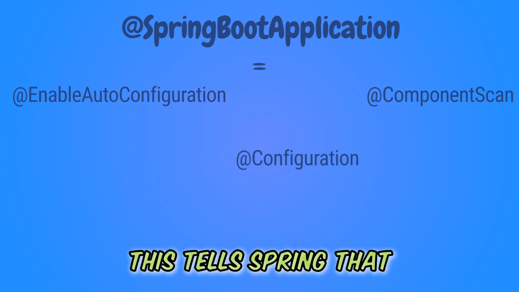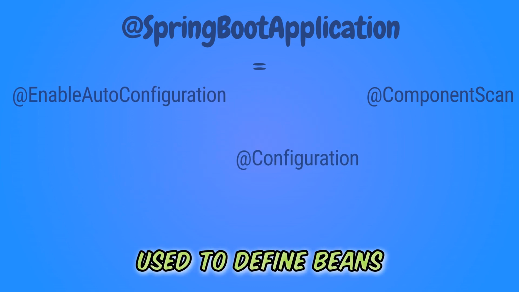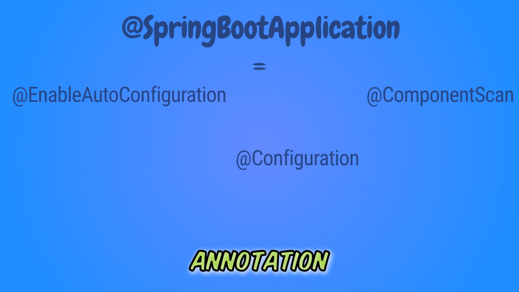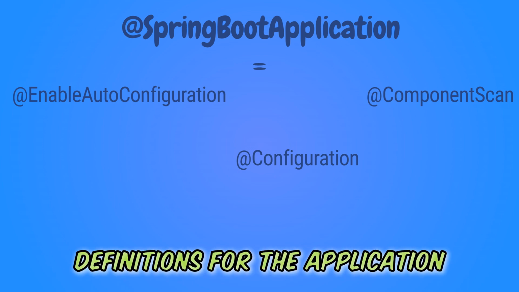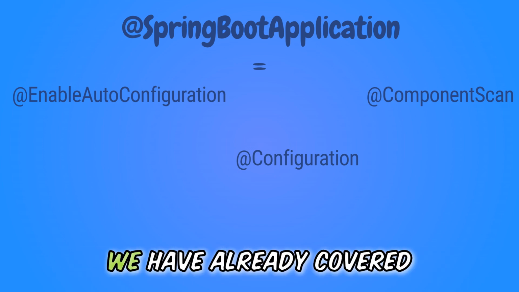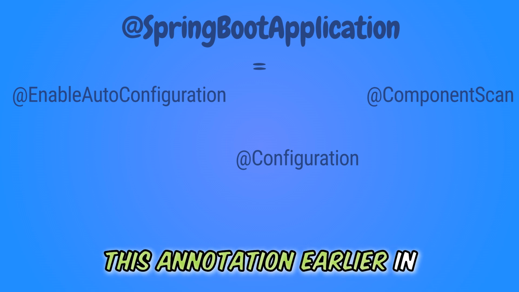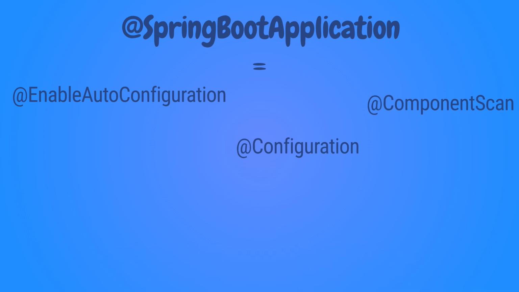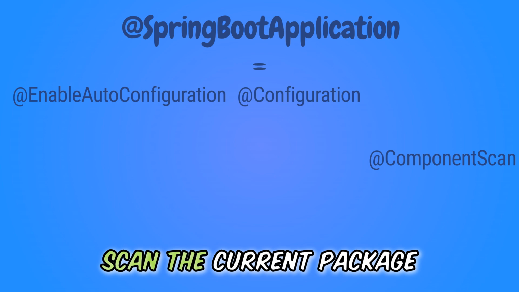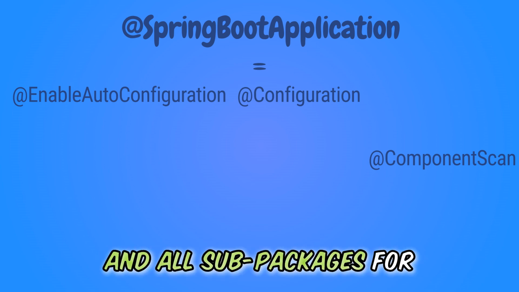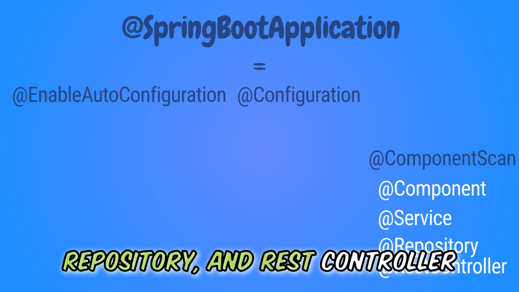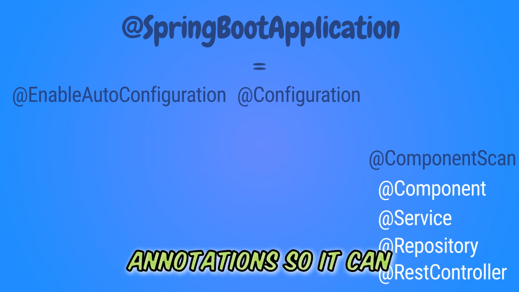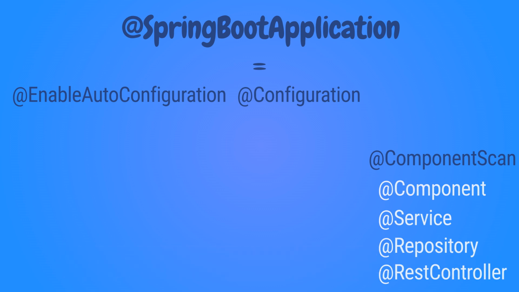This tells Spring that the class can be used to define beans using methods having Bean annotation. In other words, it's a source of bean definitions for the application context. We have already covered this annotation earlier in this video. This tells Spring to scan the current package and all subpackages for classes having Component, Service, Repository, and RestController annotations, so it can register them as beans.